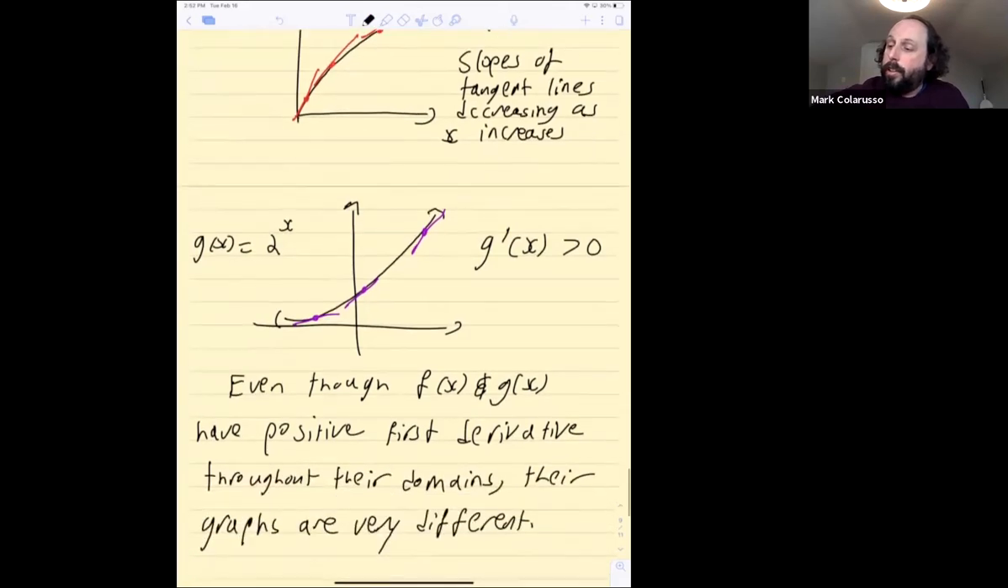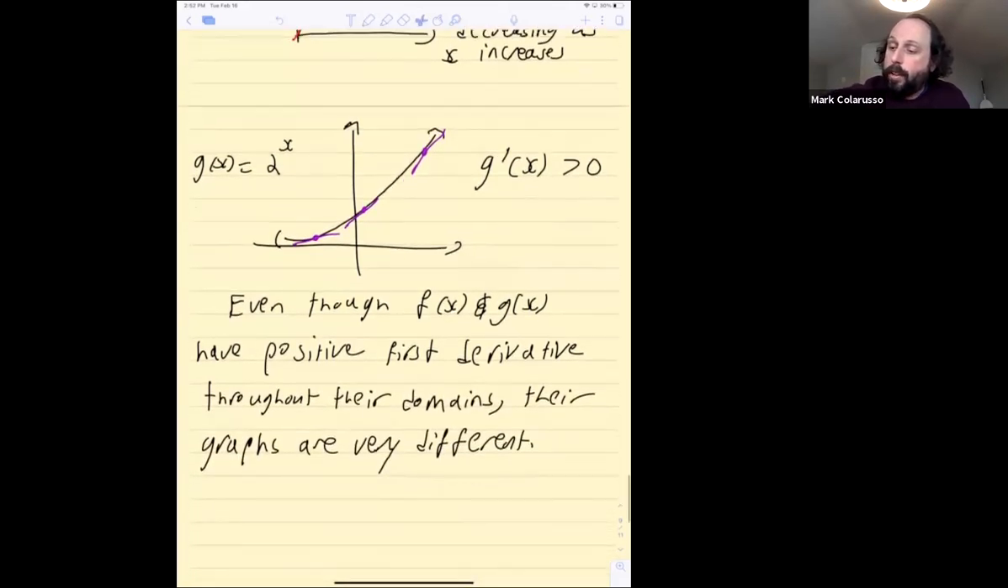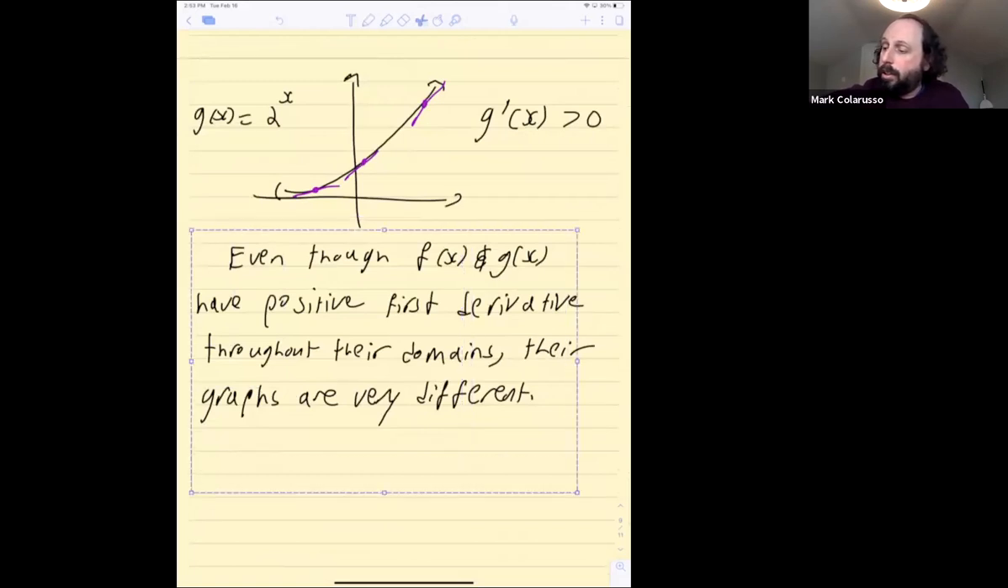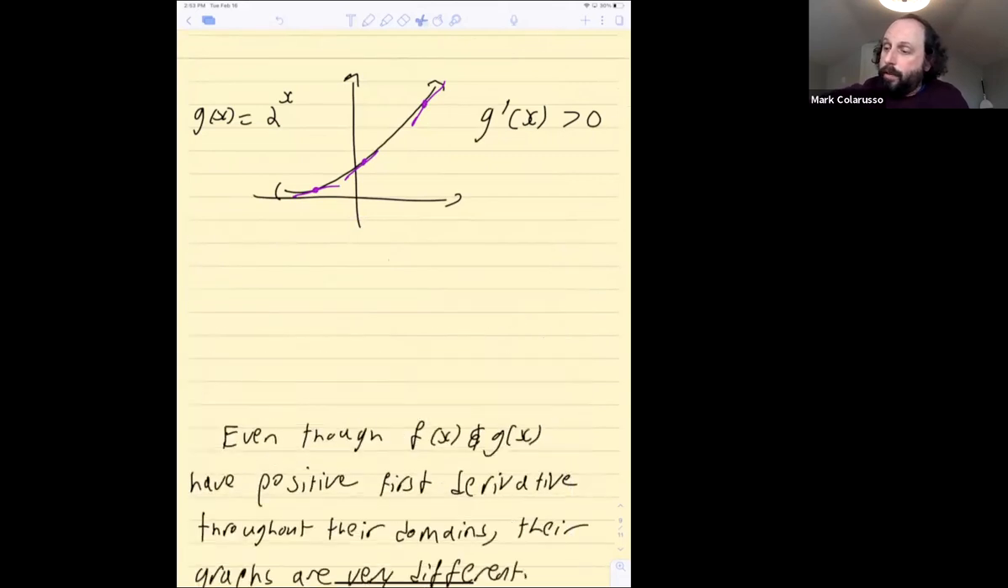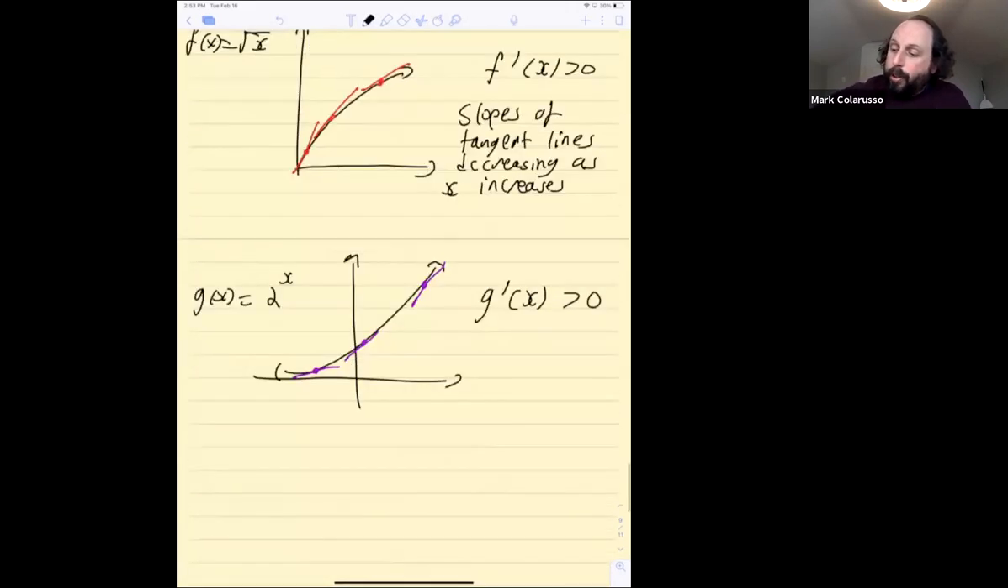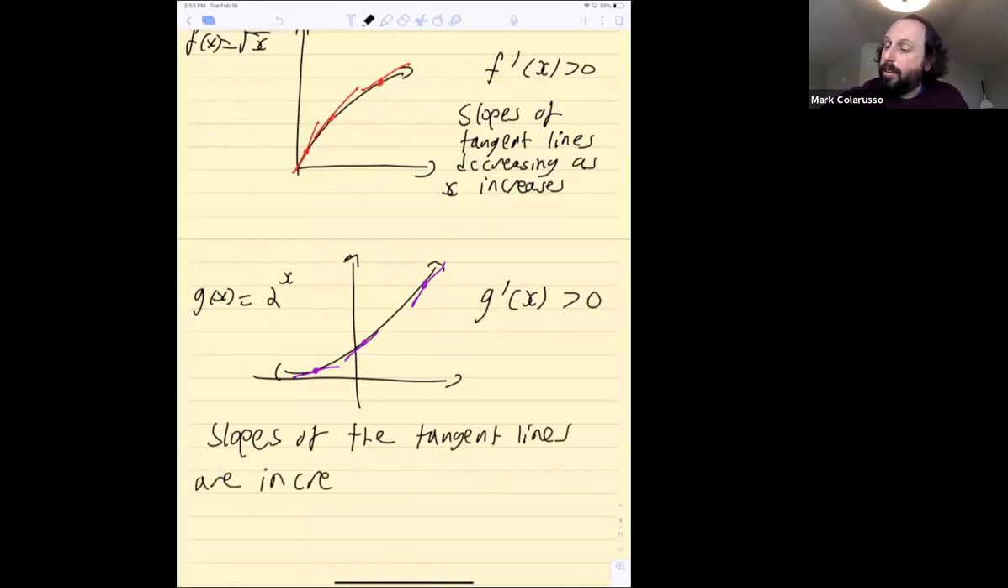On the other hand, for the exponential graph, the slopes of the tangent lines are increasing as x increases.